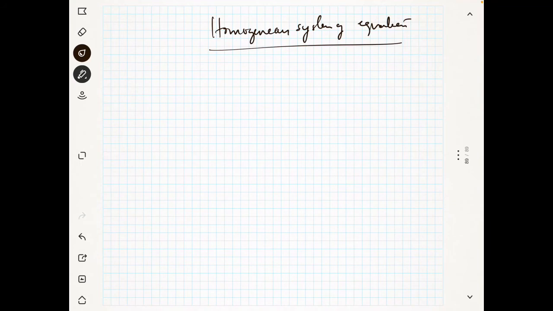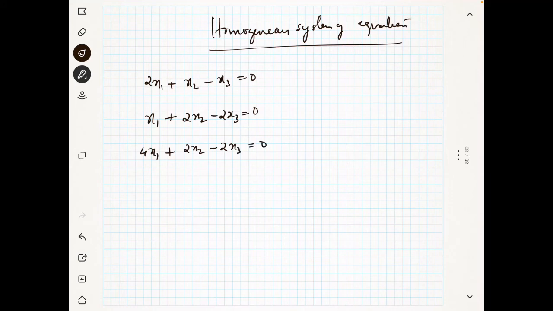Now we will see homogeneous systems of equations. So we will see the same example, but on the right hand side it will be equal to 0. So 2x1 plus x2 minus x3 equal to 0. Now x1 plus 2x2 minus 2x3 is also equal to 0. And 4x1 plus 2x2 minus 2x3 is also equal to 0.